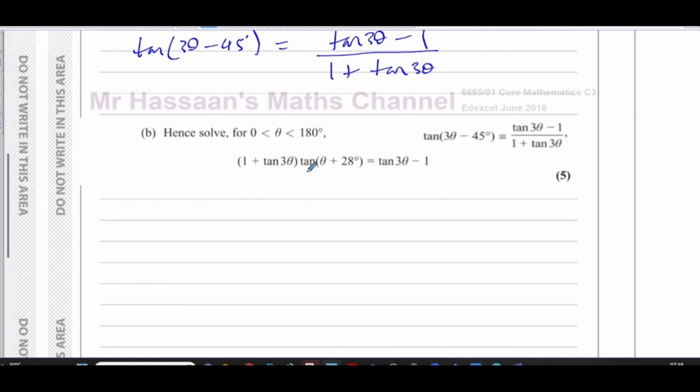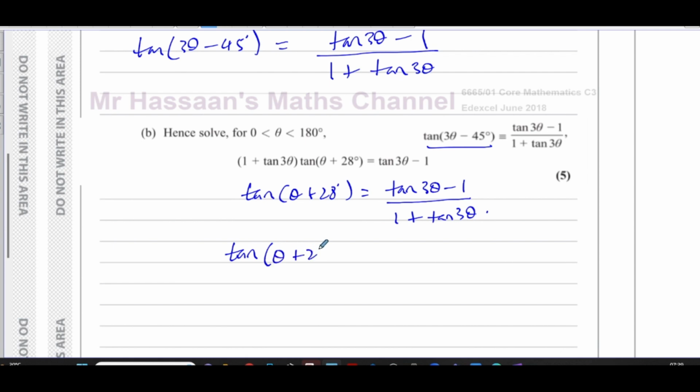If I divide both sides by 1 plus tan 3 theta, this will leave me with tan of theta plus 28 equals tan of 3 theta minus 1 over 1 plus tan 3 theta. And this is the same as tan 3 theta minus 45. I can replace these two because they're equal to each other, as we proved in the first part of the question. So now we're left with the tan of theta plus 28 is equal to tan of 3 theta minus 45.